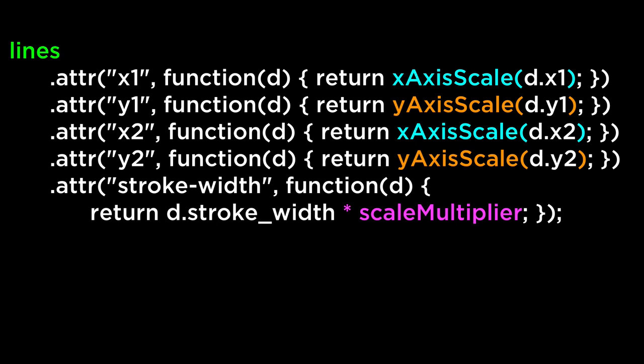Also, note that we have to make sure to multiply the stroke width by the zoom scale multiplier. This will ensure that the line gets thicker as we zoom in and gets thinner as we zoom out. The rest of the code we used in the previous videos to create the SVG axes, scales, viewport, inner drawing space, and hidden rectangle will all stay the same. Next, let's take a look at how it behaves in the JavaScript console.